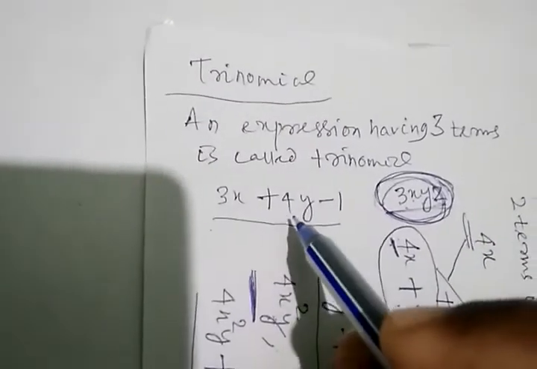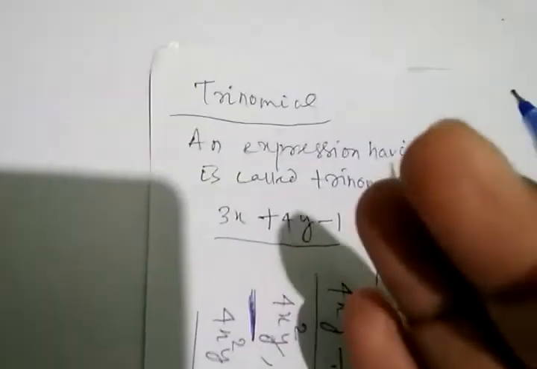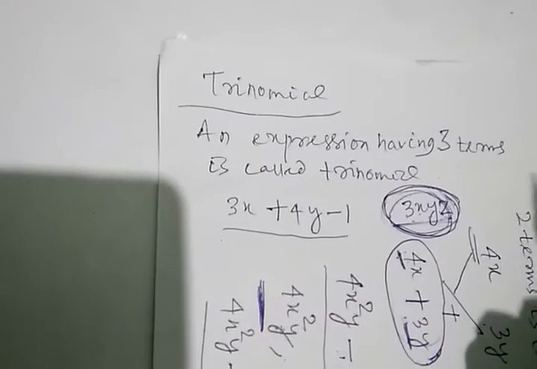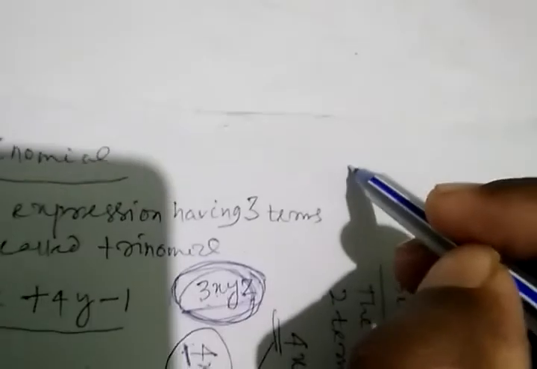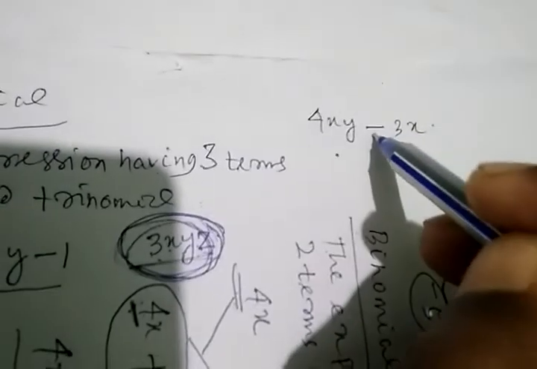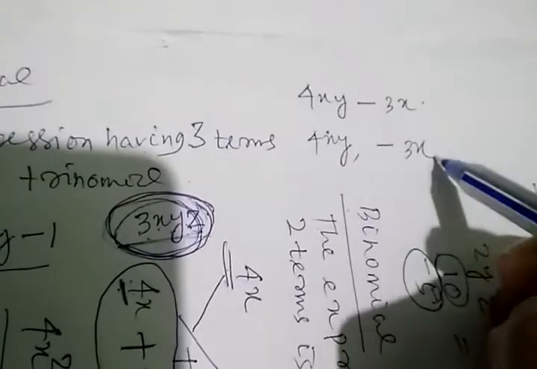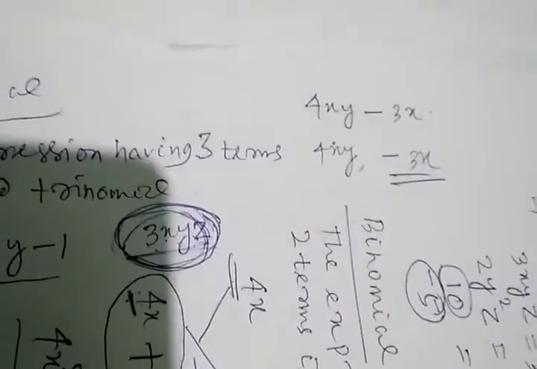Okay. So terms are separated from an expression. First you have to identify the addition or subtraction symbol. Suppose, how to separate, you see 4xy minus 3x. Here is the symbol: 4xy is one term and the second one is minus 3x. Clear? So now, polynomial: an expression having one term or more than one term.